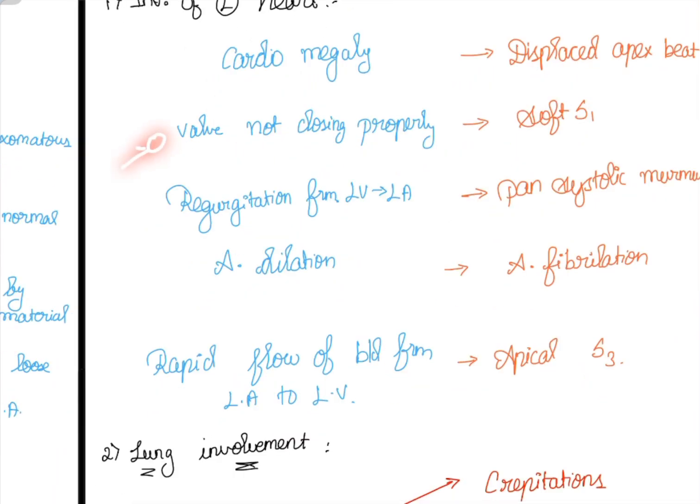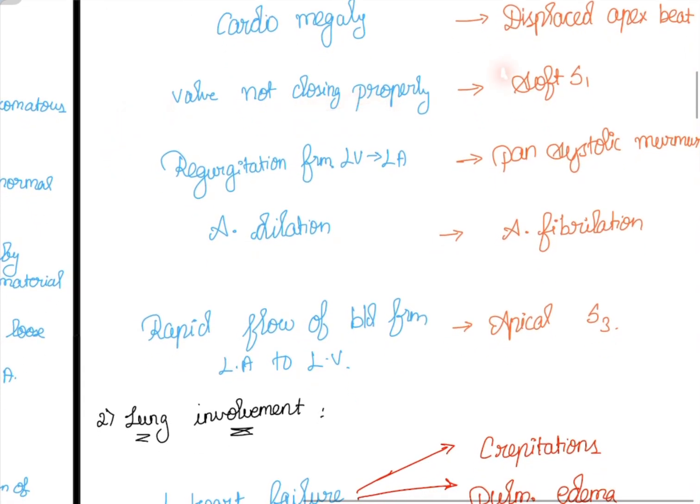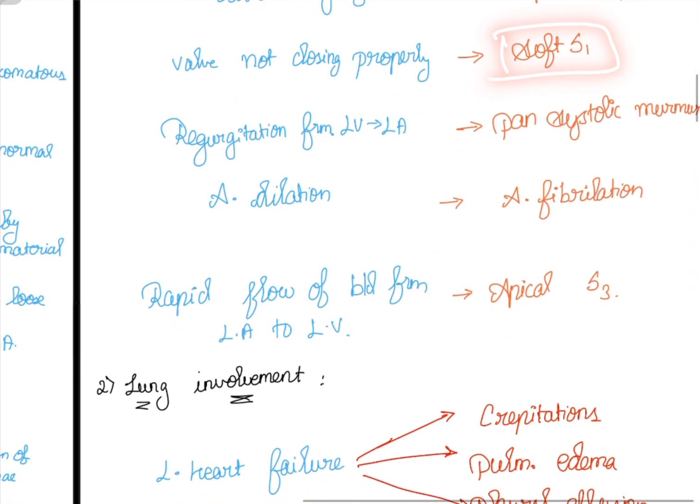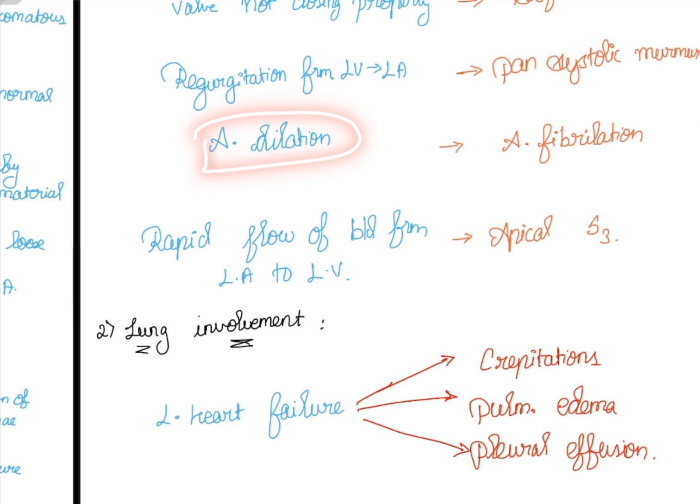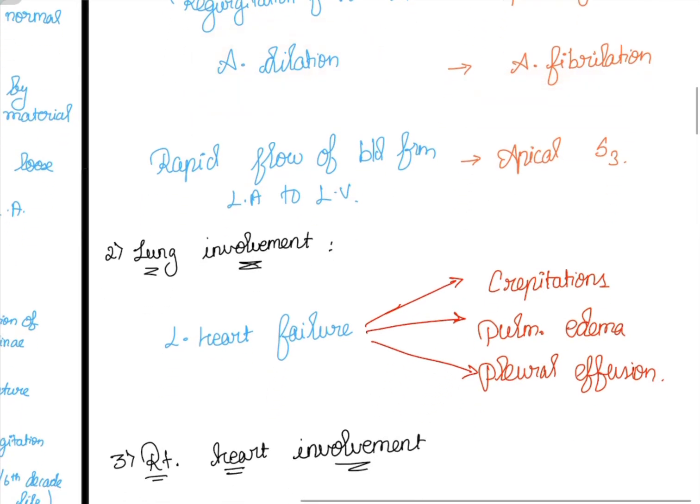The mitral valve will not close properly due to the disruption of the structure, which results in a soft S1, and then regurgitation of the blood from the left ventricle to the left atrium, causing the pansystolic murmur, and then atrial dilation. This results in atrial fibrillation, and then followed by rapid flow of blood from the left atrium to the left ventricle, causing the apical S3 sound.